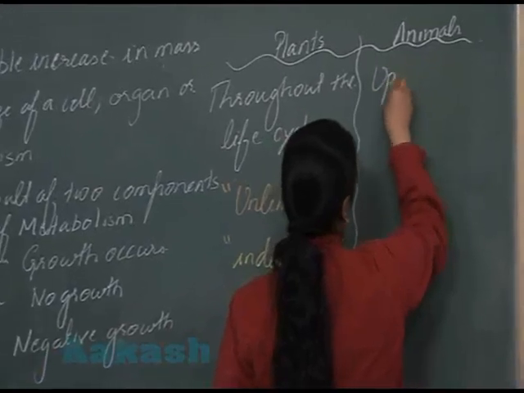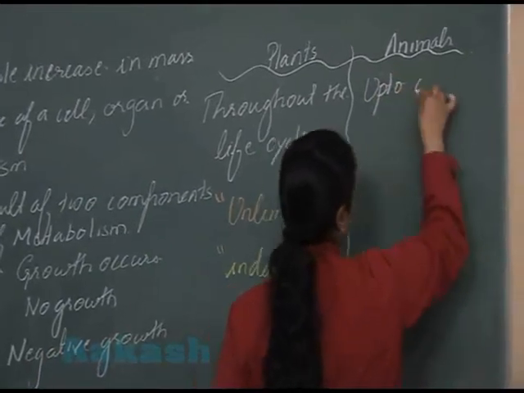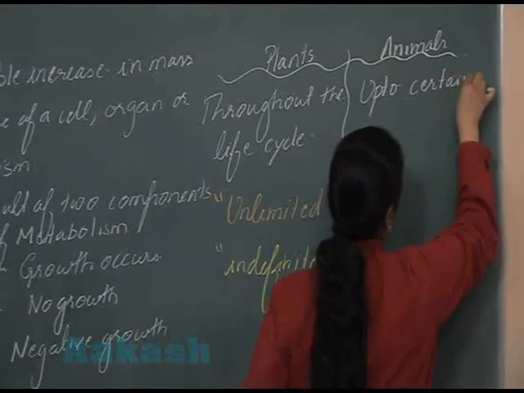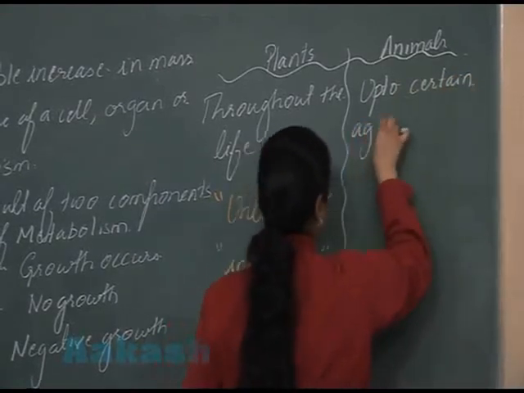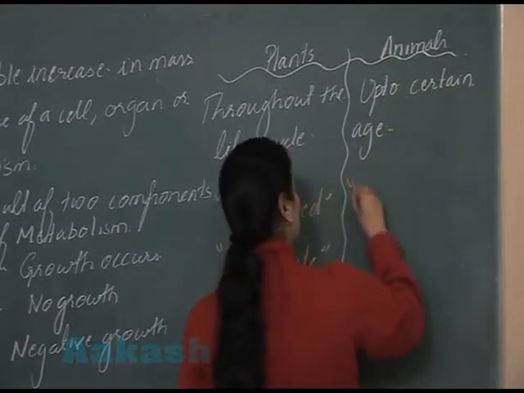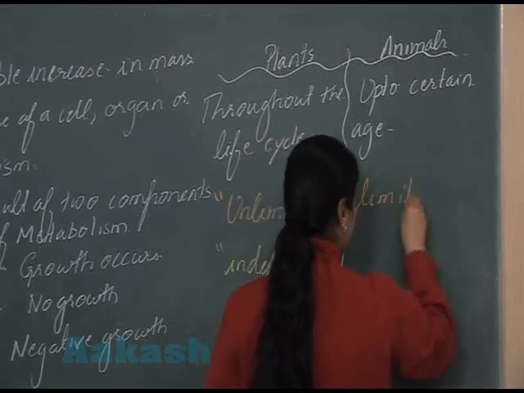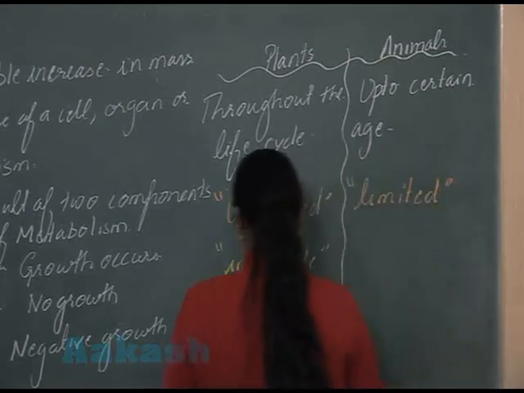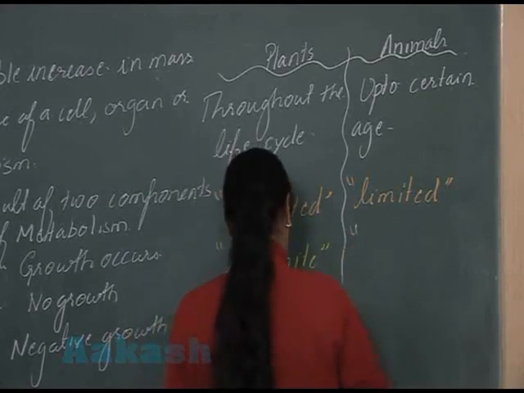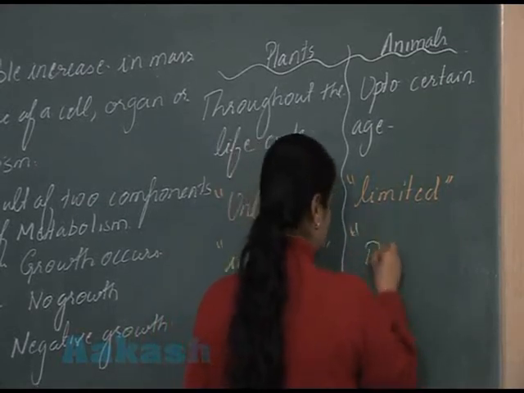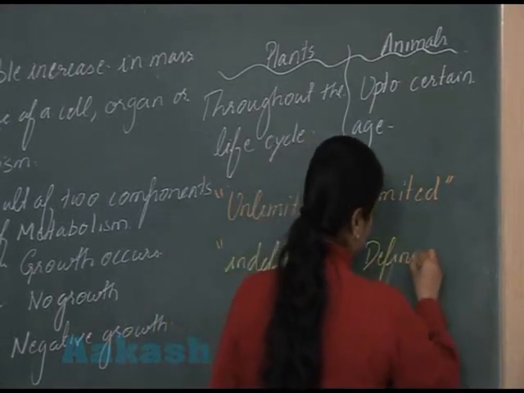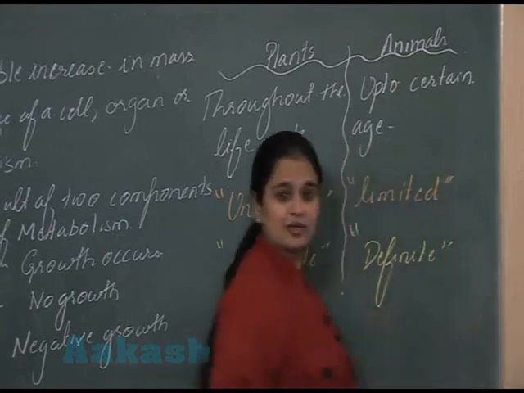Occurs only up to a certain age. That's why, what type of growth? Limited. Along with that, it is known as definite growth. Right?